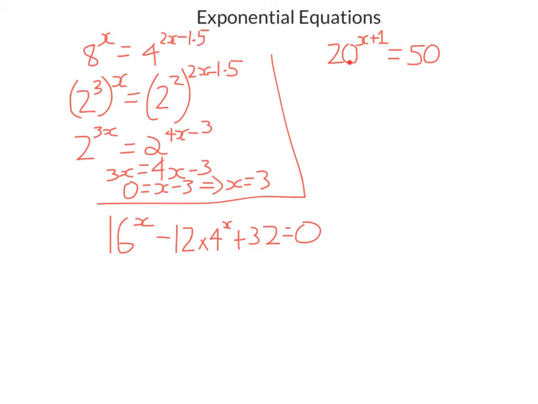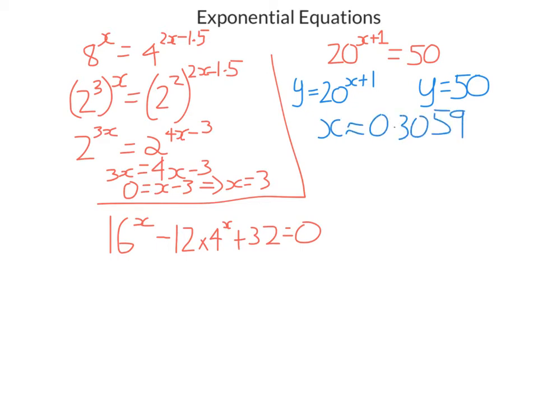We can graph this function and this function. What I mean by that is, graph y equals 20 to the power of x plus 1, and then y equals 50, and use the calc menu in your graphics calculator to find their point of intersection. If you do that, the x value of their point of intersection should be about 0.3059. It's an irrational number, so we can't write it as a fraction. So that's the answer obtained using technology.